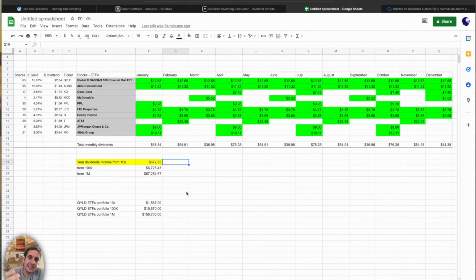Instead of spending this $10,000 in this more diversified portfolio for the monthly income, we will use it only in the QYLD, which gives us income each month. With 10k, we would earn in 1 year $1,567. With 100k, we will earn $15,670, and with 1 million, $156,700. So that's already a big difference with the same amount of money invested.